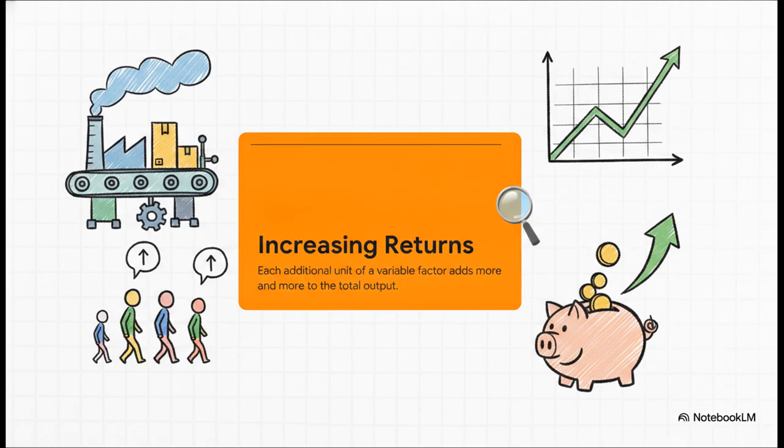Basically, it means your marginal product, which is the extra output you gain from one additional unit of input, is actually increasing as you add more of it. It is literally the absolute dream scenario for a business owner. But what does this actually look like on paper?